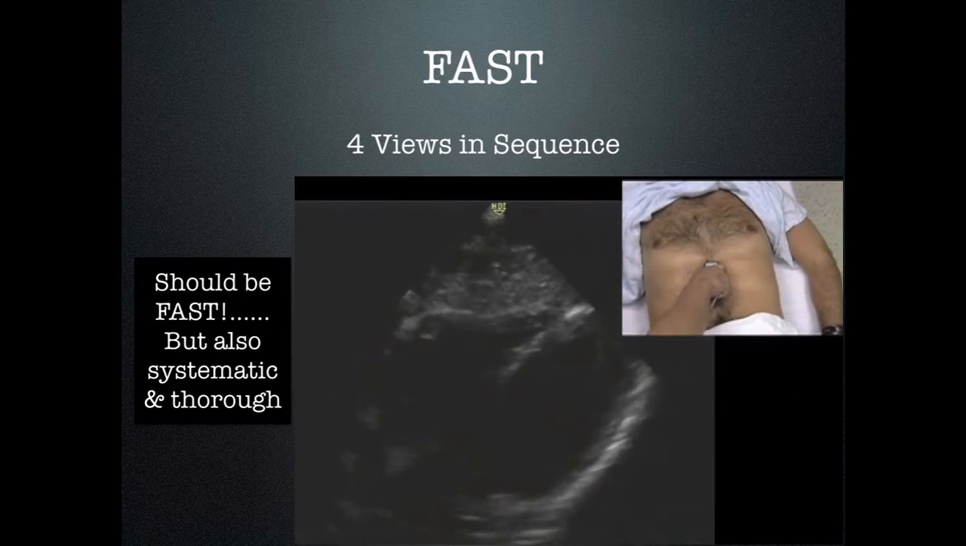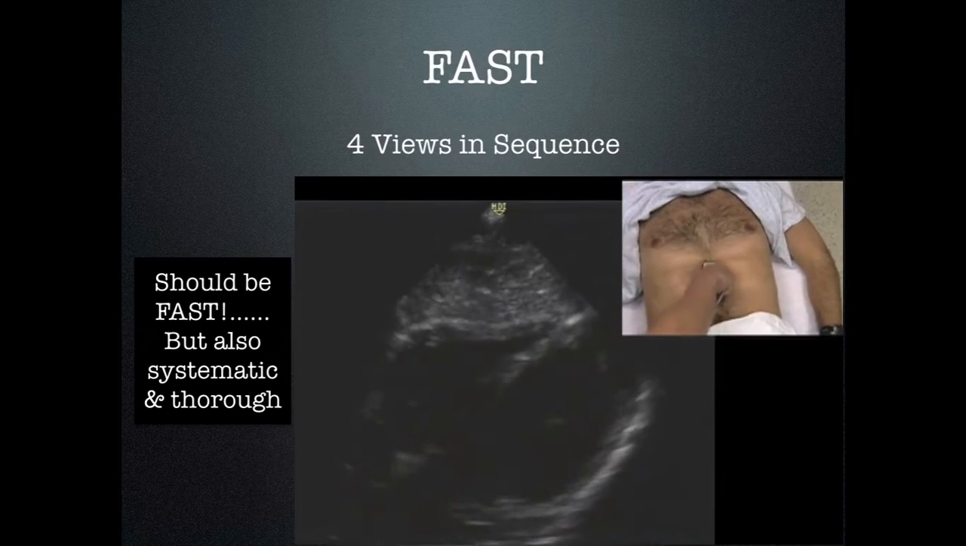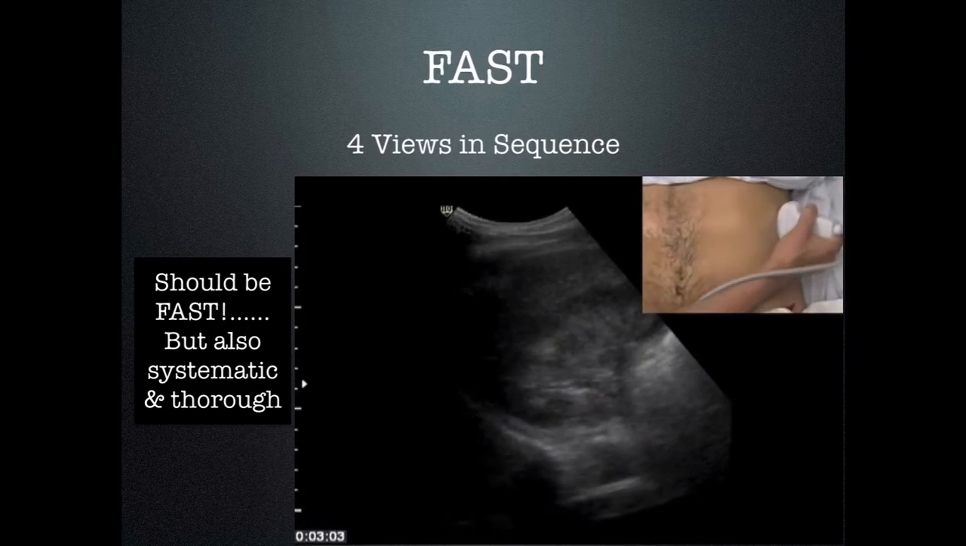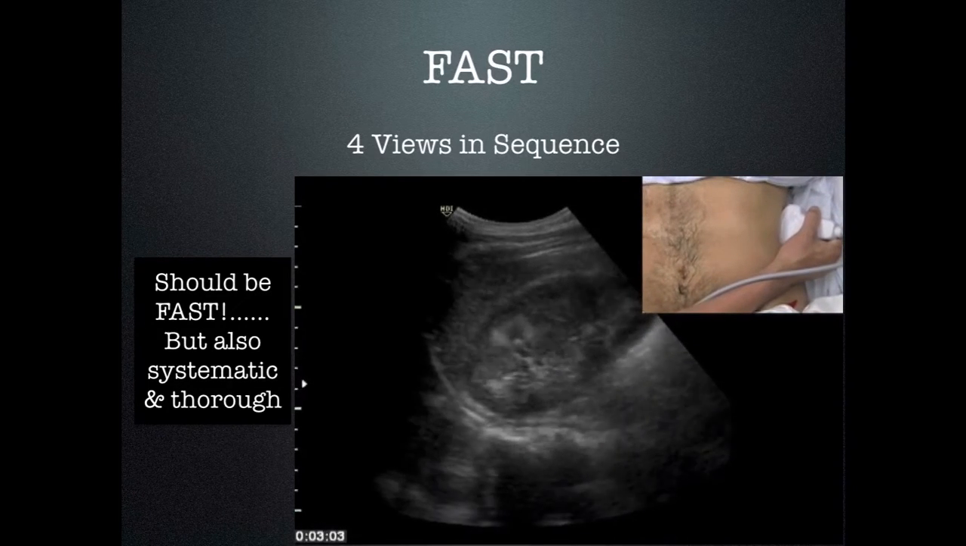Subcostal or subxiphoid, see the liver and the heart. Again, all the blood is contained in the heart and not in the pericardium. Left upper quadrant, we see the spleen, much smaller than the liver, kidney, diaphragm, spine.